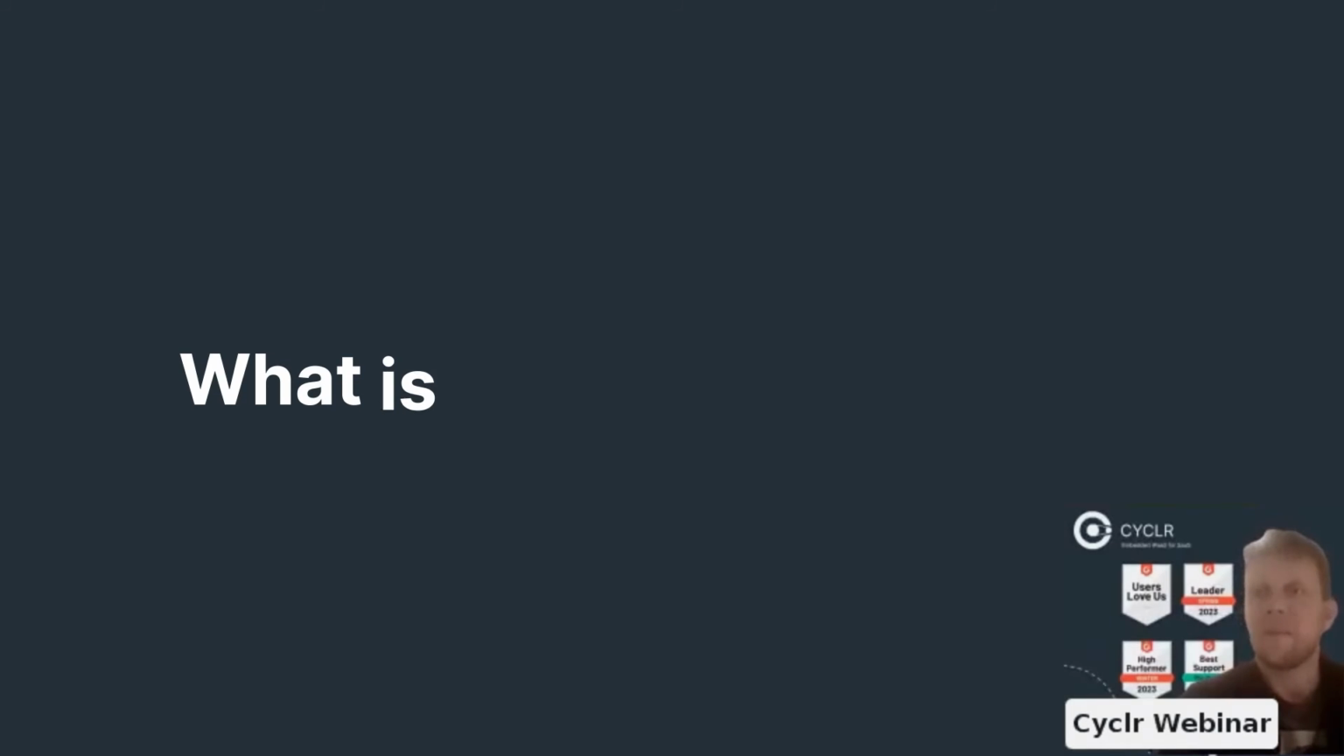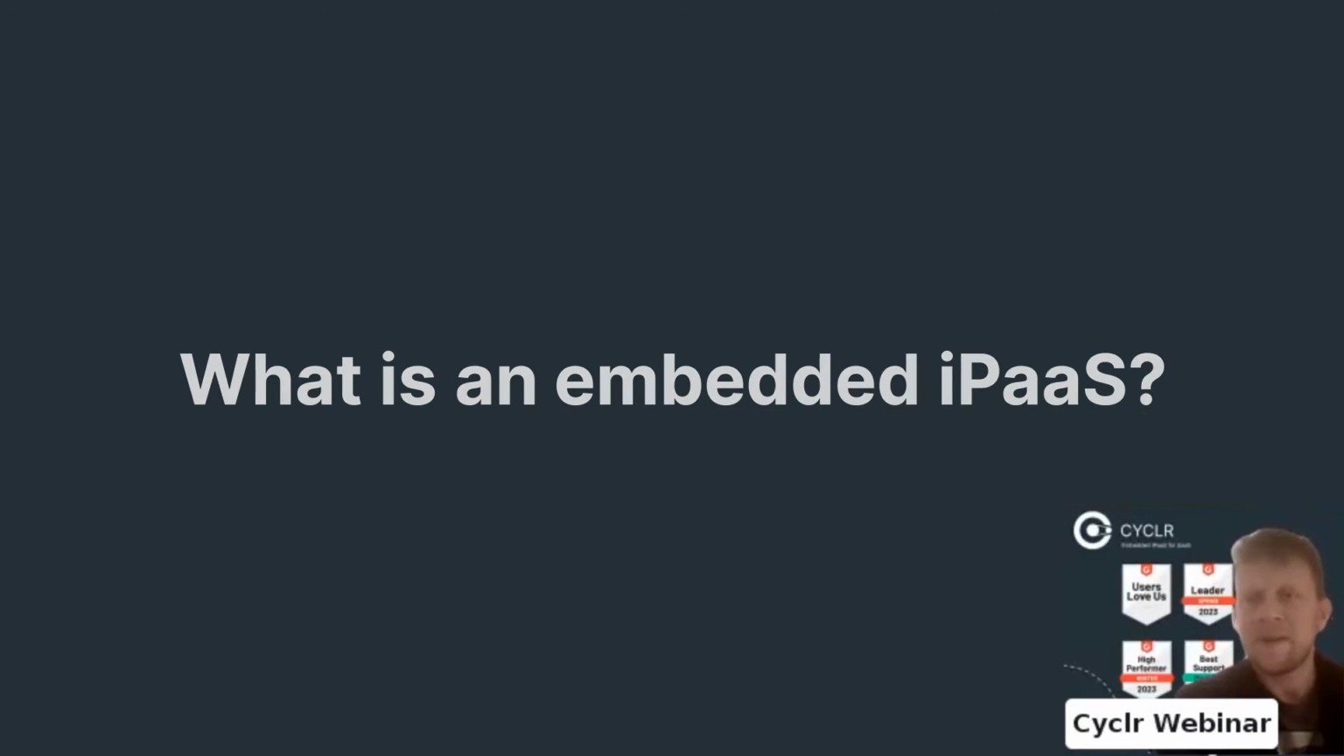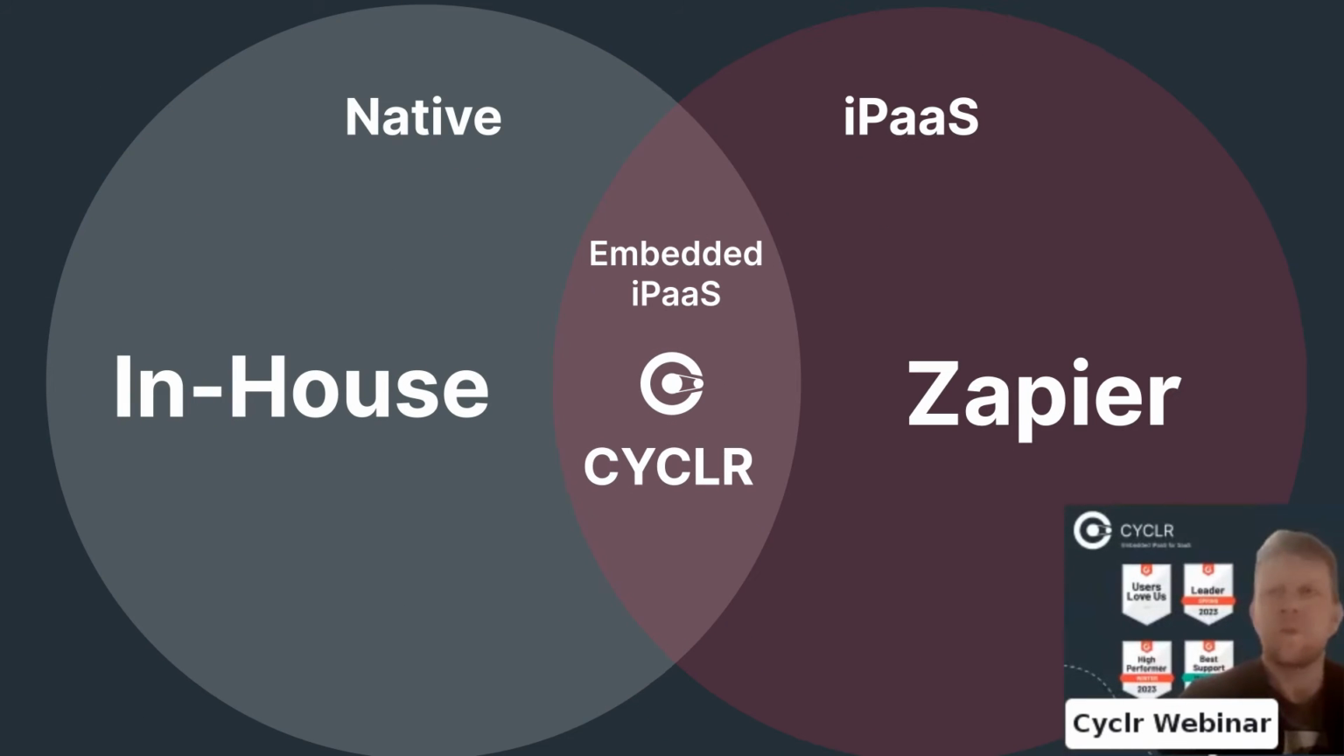Firstly, what is an embedded iPaaS? Just going simply to basics, you as a software house or as a technical business have the capability to deliver your own integrations, native integrations, if you like, in-house, handcrafted by your own team and built to your own requirements.